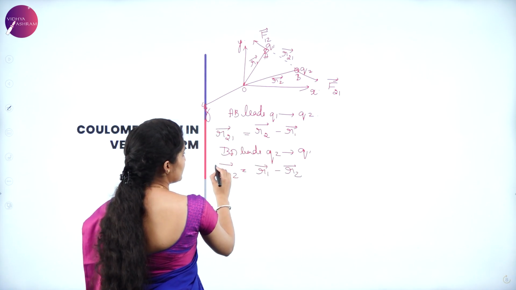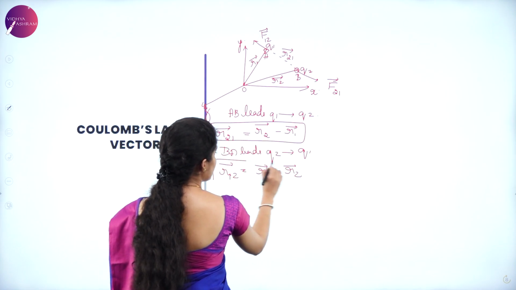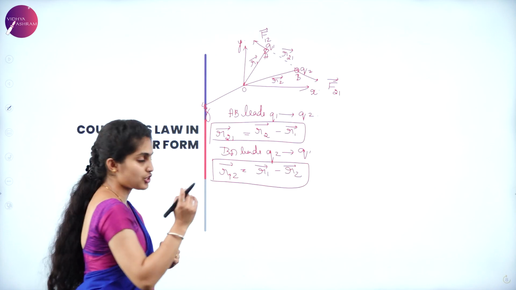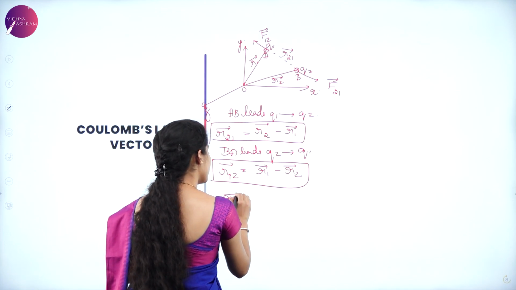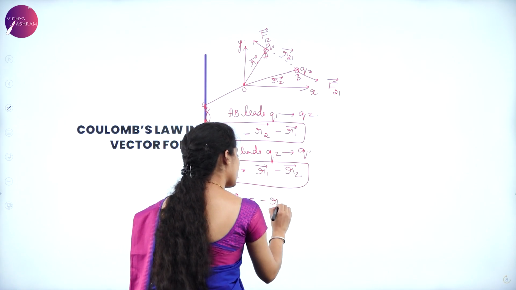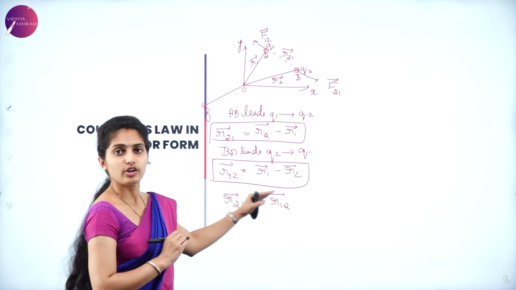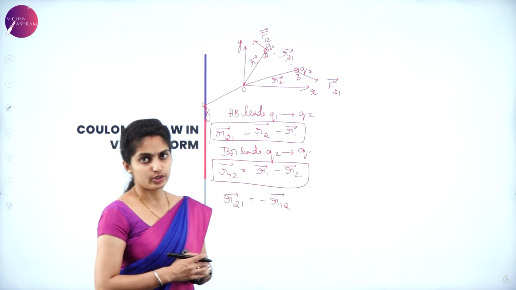So you have got your two equations. The second equation is the opposite of the first equation. Therefore, R21 vector is equal to minus R12 vector. So these are the vectors: R21 vector is equal to minus R12 vector.